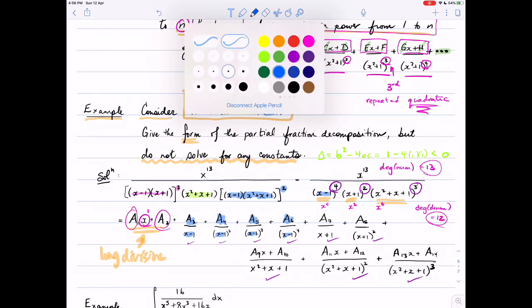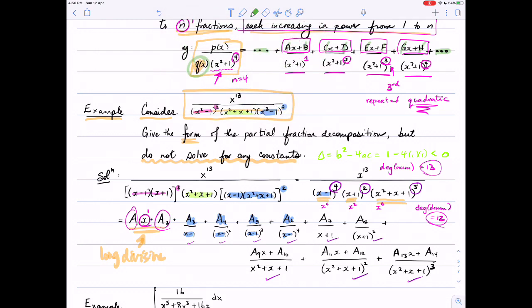Next is x plus 1 squared. No x plus 1 cubed because the power is only 2. Linear, so again, 1 degree lower.